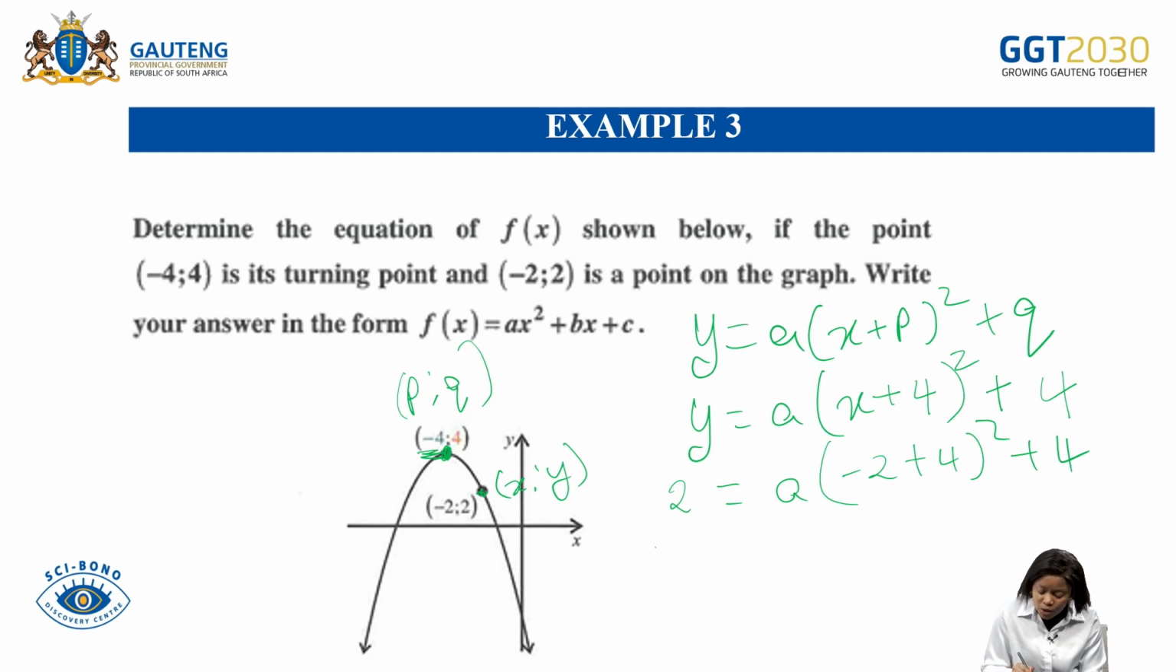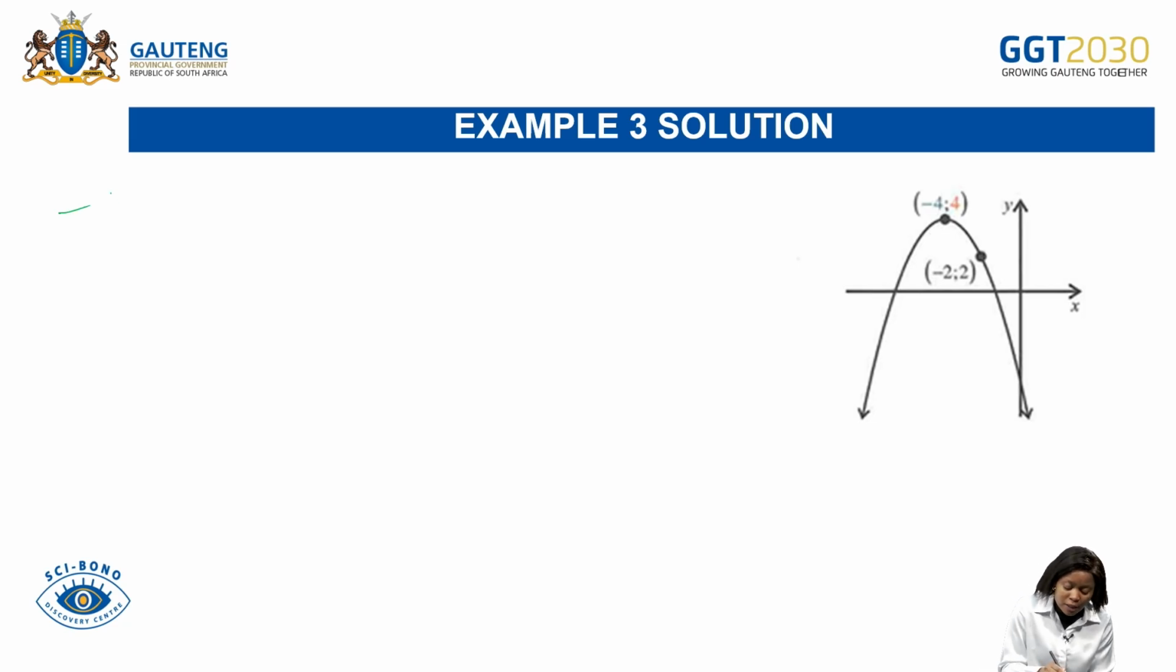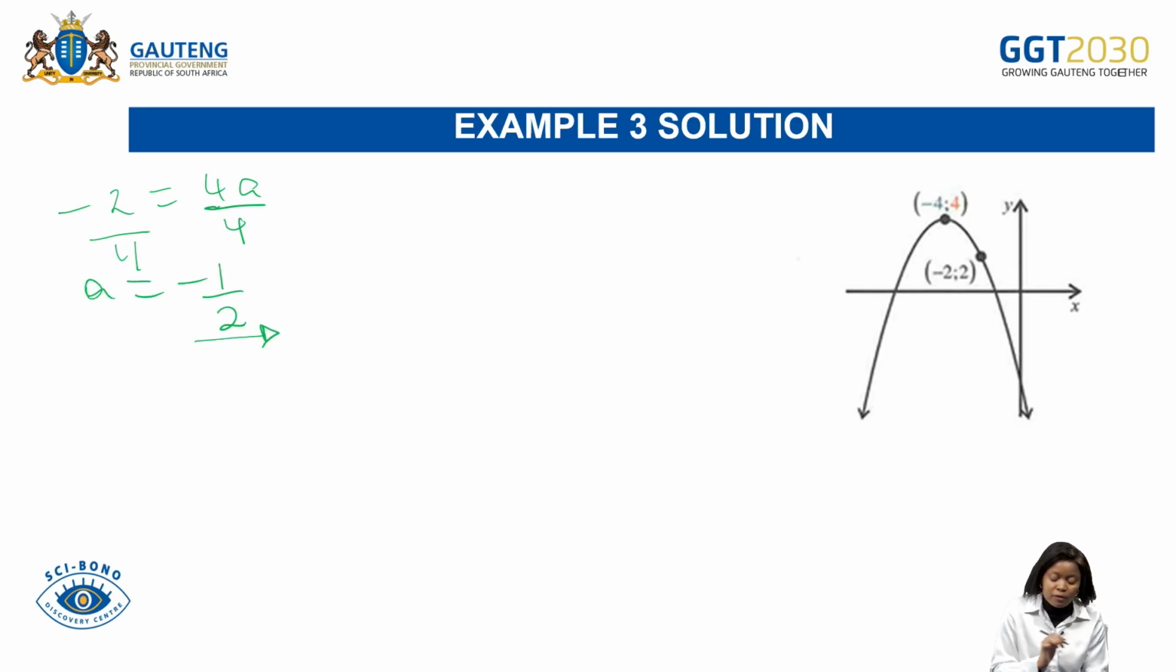So for the 2, I take the 4 to this side, it becomes -4. It's equal to a into -2 plus 4, I'll get +2, and you square. So 2 minus 4 is going to be -2, equal to 2 squared, which is going to be 4 times a, right? From there, you will have -2 equals 4a. You divide by 4, you divide by 4. Your a is equal to -1 over 2. So now I have the value of a.